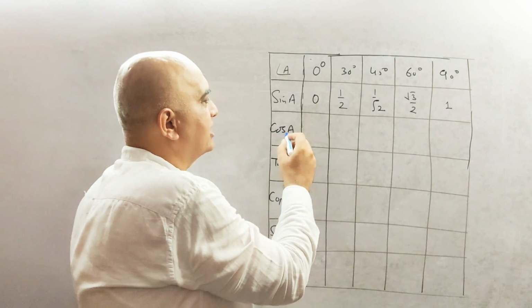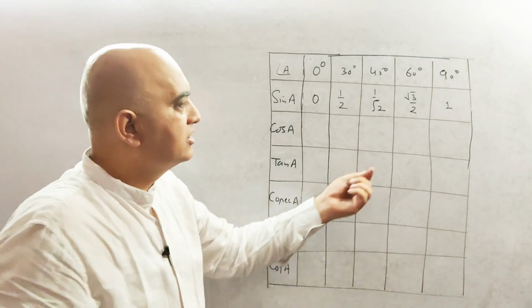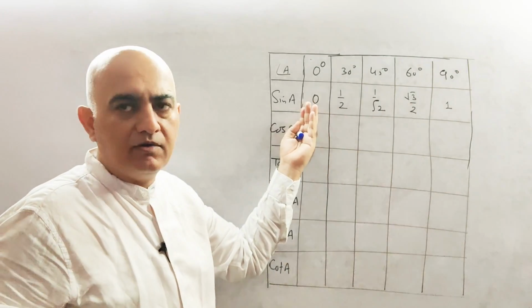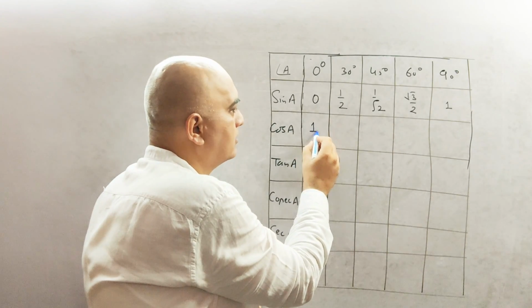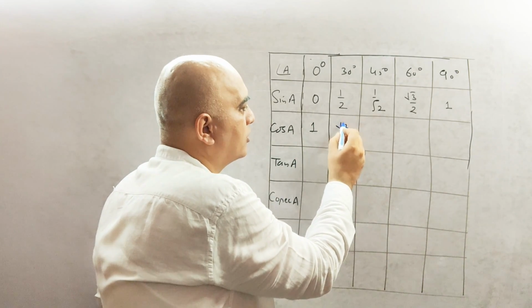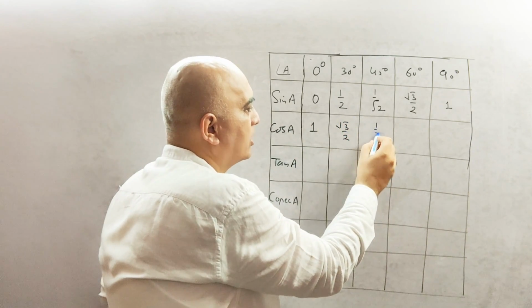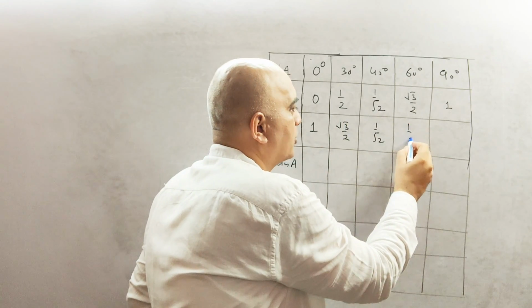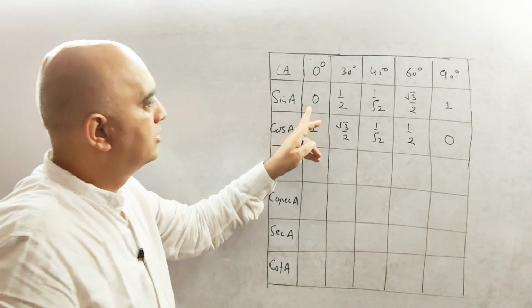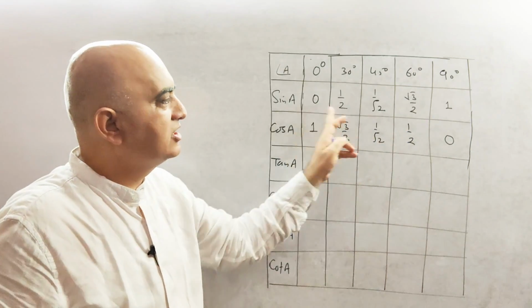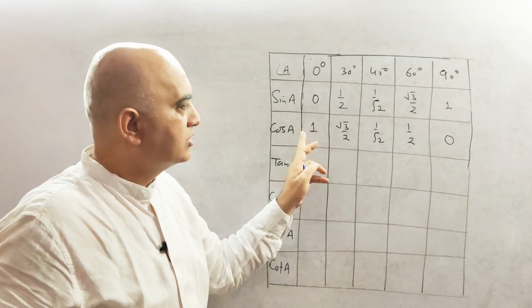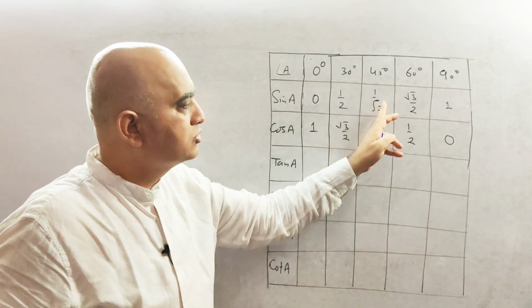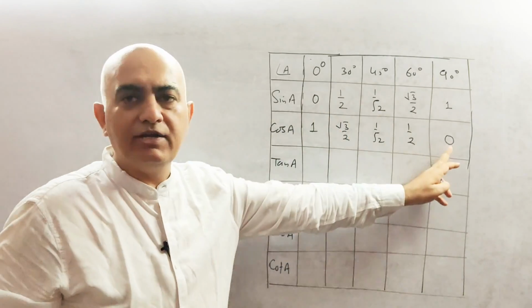And then cos A. What is the value of cos A? Just take this table in reverse order. That is 1, and this is root 3 upon 2, and that is 1 upon root 2. Both are the same. And that is 1 upon 2 and 0. We are reversing the order of this table in cos: 1, root 3 upon 2, 1 by root 2, 1 upon 2, and 0, right?